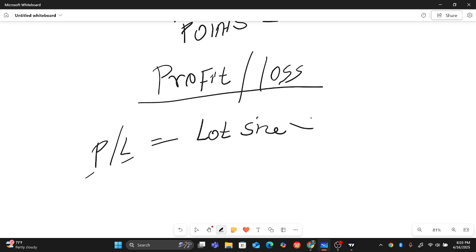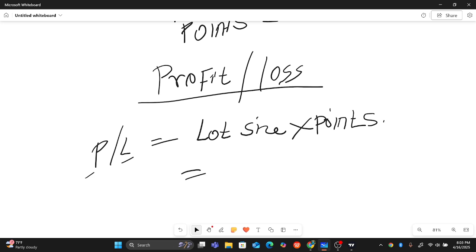lot size times point. You know already how to calculate the point. Now, calculating the stop loss or take profit, we'll be talking about that later. The reason we calculate it is because we do that before we enter, so that we can determine where to put the stop loss or take profit. Okay. Now it is called point times lot size.